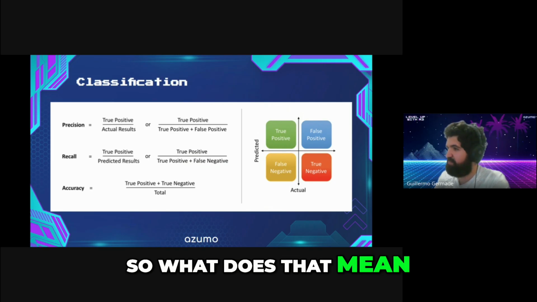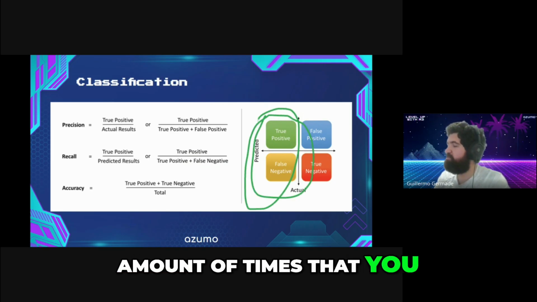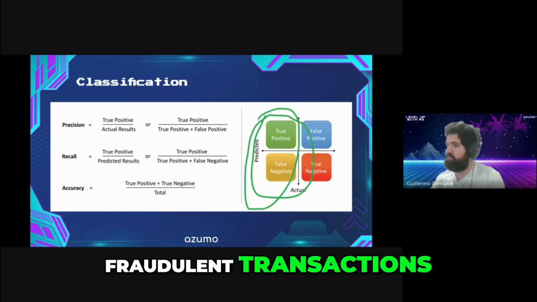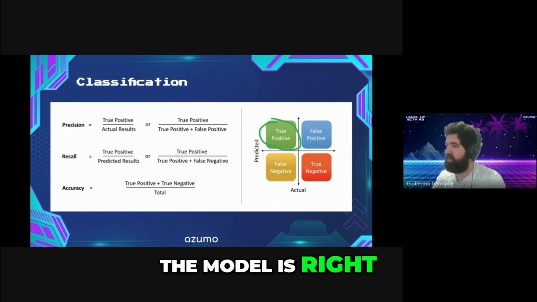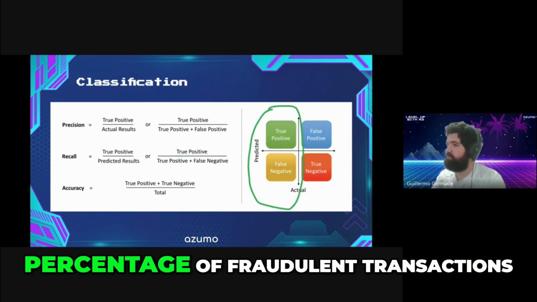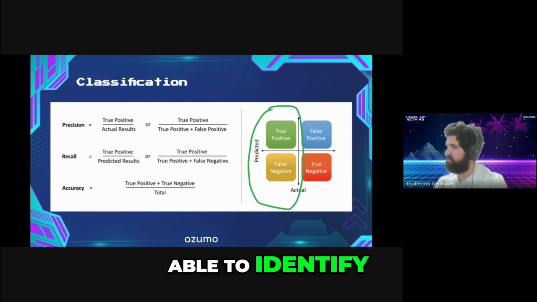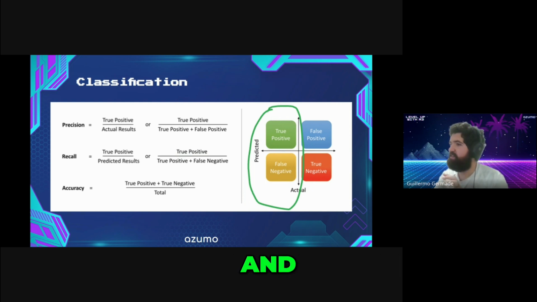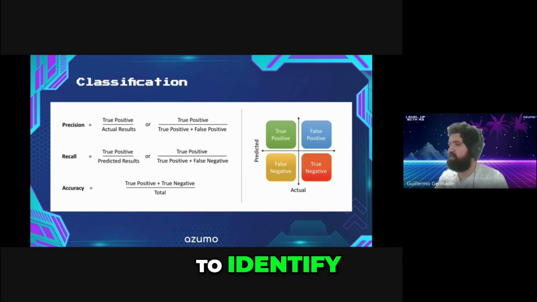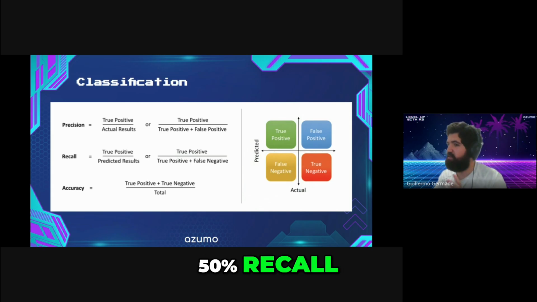So what does that mean? If you take these two together, it means the total amount of times that there really are fraudulent transactions. So when you measure just the times that the model is right, you're measuring what percentage of fraudulent transactions the model is actually able to identify. If there are 100 fraud transactions and the model was able to identify, let's say, 50 of them, but for the other ones it didn't say anything, then you have a 50% recall.